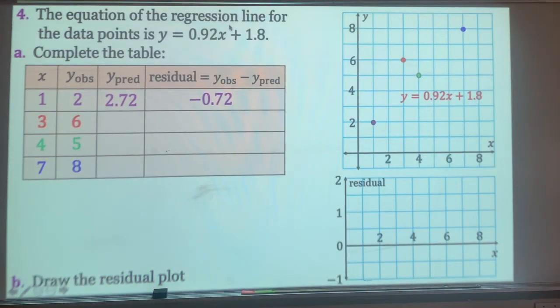All right, let's go to number 4. We'll fly into this stuff now. Number 4 says the equation of the regression line for the data points is y equals 0.92x plus 1.8. Complete the table below. So what I want you guys now to do for number 4 is complete all the predicted values. So what you're going to do here is you're going to first start with x equals 3. Okay, so this is my regression line. So with x equals 3, what you're going to start with is plug in the stuff. So go.